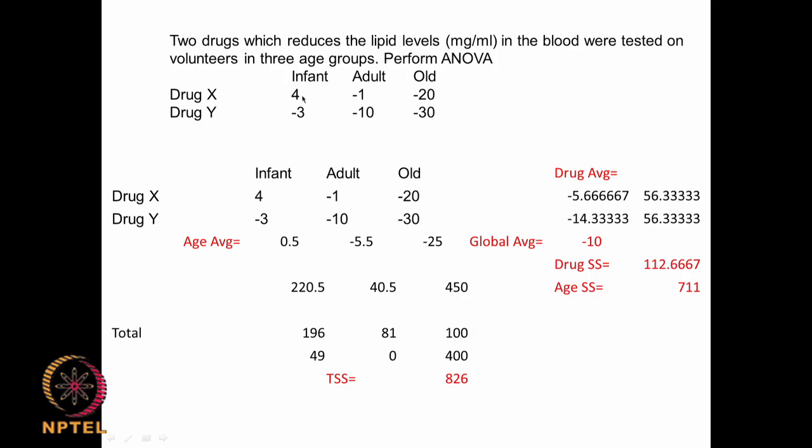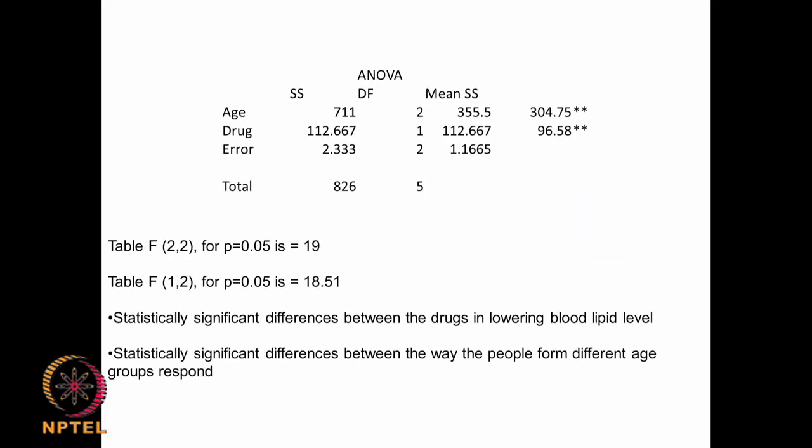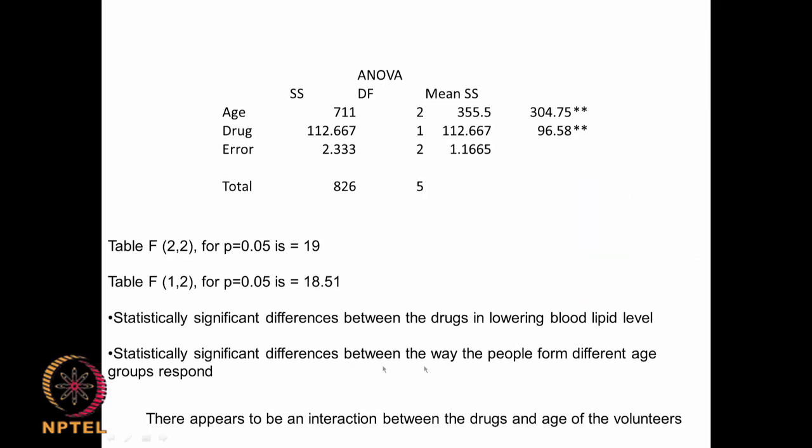So, obviously, it is not only the drug that has an effect. There is a variation in the age group, there is a variation in the performance of the drug, but there seems to be some sort of an interaction in the way drug X acts on different groups and the way drug Y acts on different groups. So, let us look at this: drug X average is minus 5.66, drug Y average minus 14.3, you see. So, it seems to be acting very differently on different populations. So, that is called interaction.